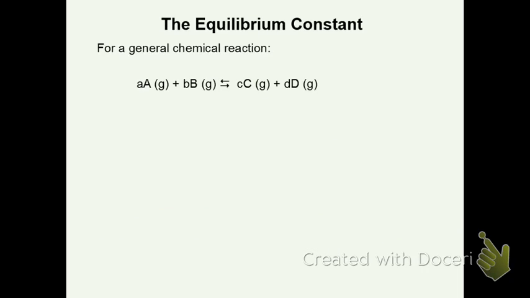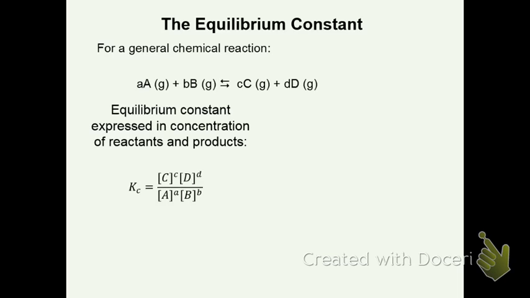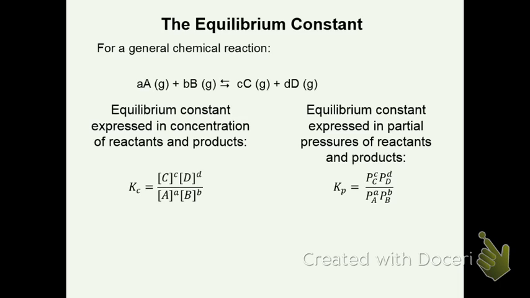So now that we've looked at the equilibrium constant, we want to talk about what it actually means. So if we have a general reaction where we have A and B going to C and D, we've seen that we can write the equilibrium constant expressed in terms of concentrations of reactants and products, but often reactions occur in the gas phase, and so we can actually also define the equilibrium constant in terms of partial pressures. So Kc refers to the equilibrium constant in terms of concentrations. Kp refers to the equilibrium constant in terms of partial pressures of reactants and products.